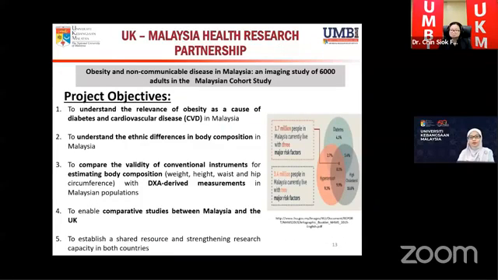Now I will talk about our work together with the University of Oxford, and the PI is Prospera. In this study, we will perform DEXA scans on 6,000 participants in the Malaysian Cohort study. Here are the research objectives of this project. First, we would like to understand the relevance of obesity as a cause of diabetes and cardiovascular diseases in Malaysia. Second, we would like to understand the ethnic differences in body composition in Malaysia. And third, we would like to compare the body composition measurement using the conventional method with DEXA. This project enables comparative studies between the Malaysian cohort and the UK. And finally, we would like to establish shared resources and strengthen research capacity in both countries.